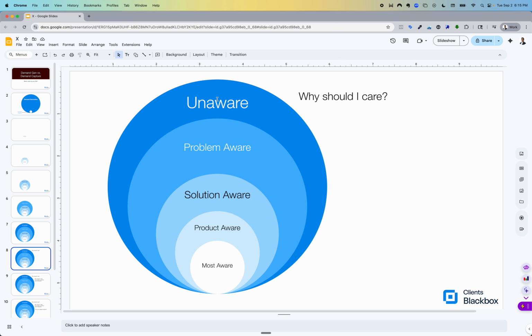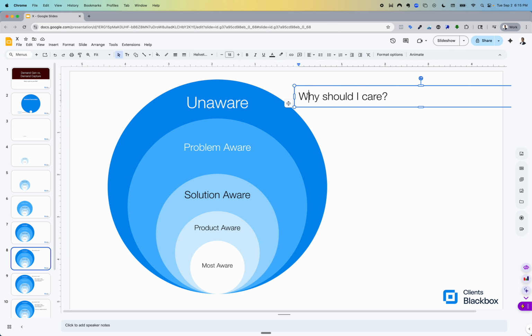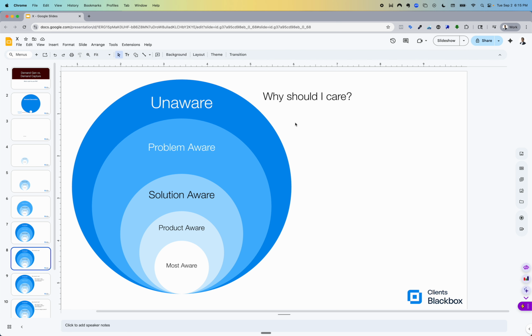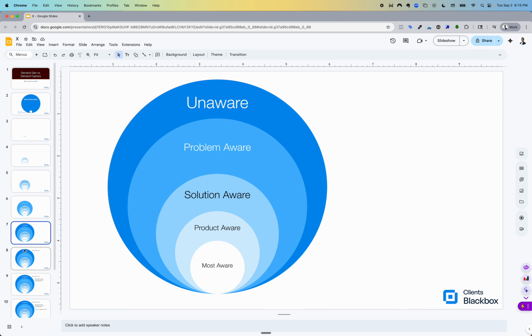So the most unaware market is, hey, why should I care? You put a marketing message in front of me, why should I care? That's the first thing. That's the first thing your ads or marketing message, video, email, whatever it is, the first sentence that should come out of your mouth is, why should they care?